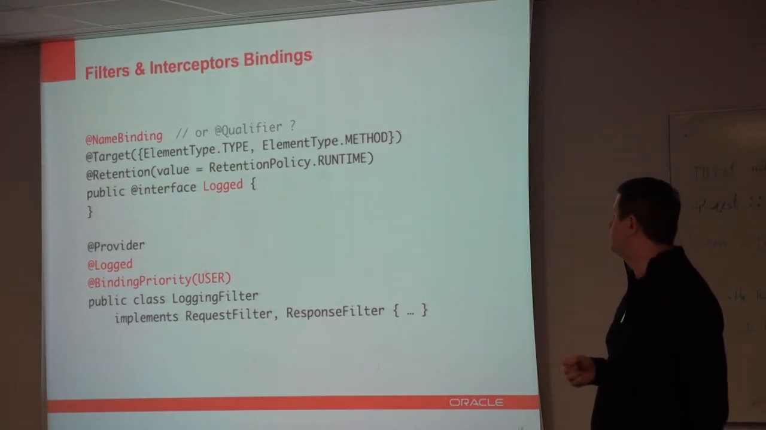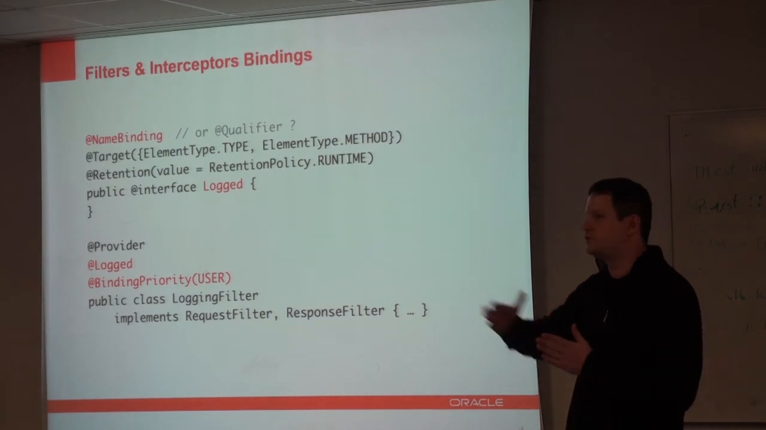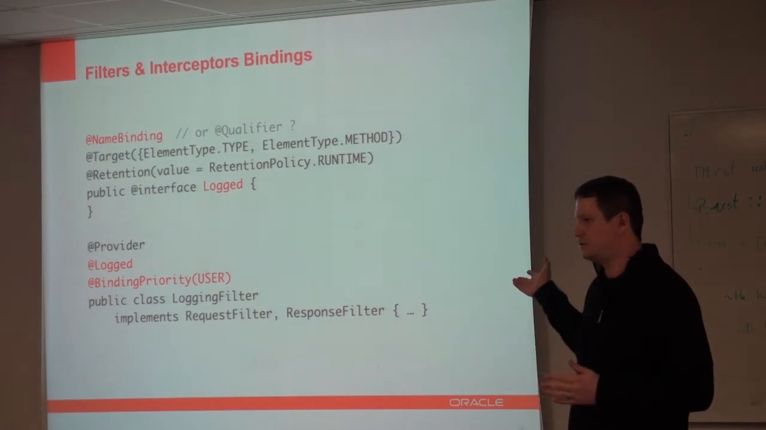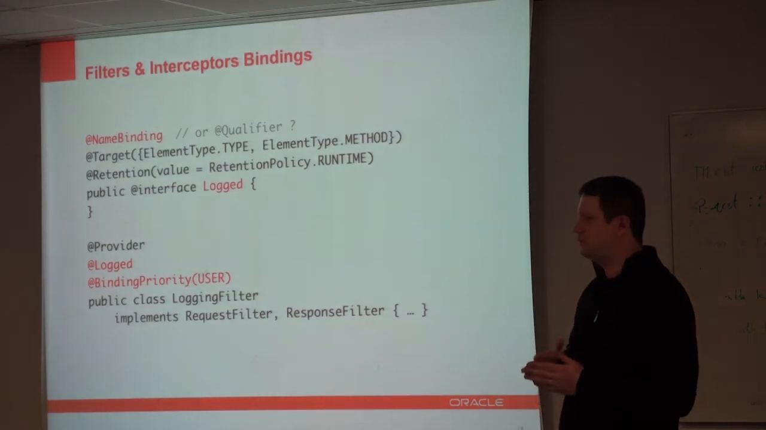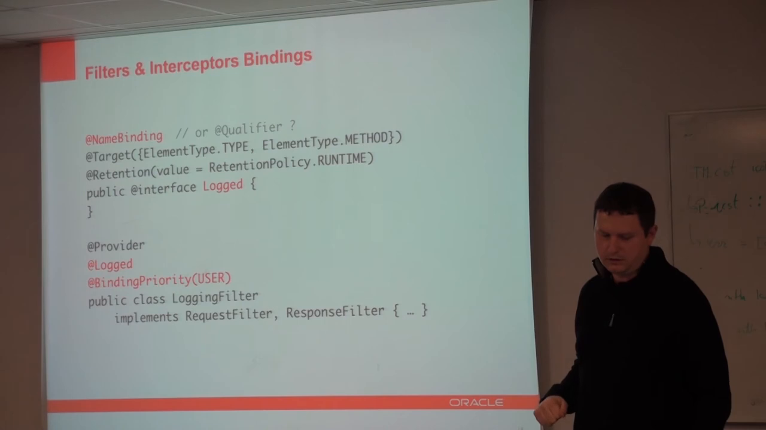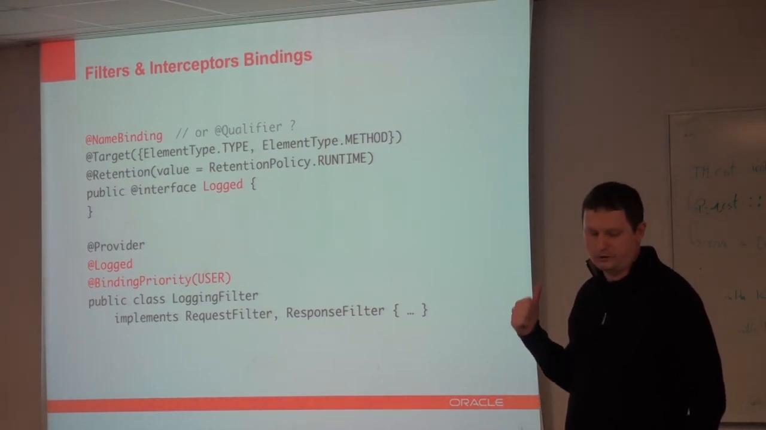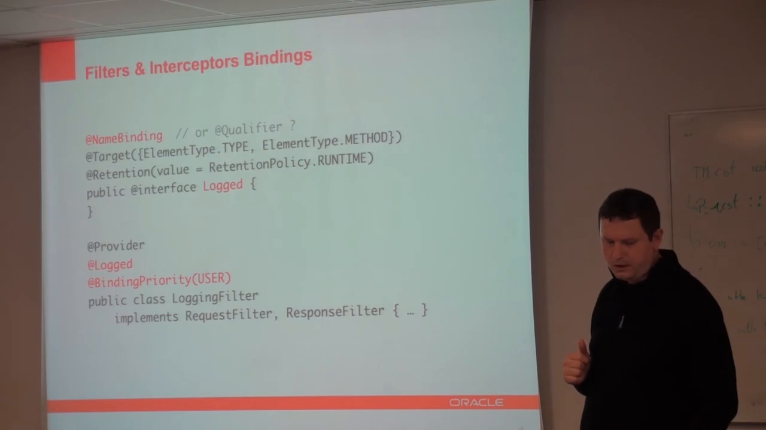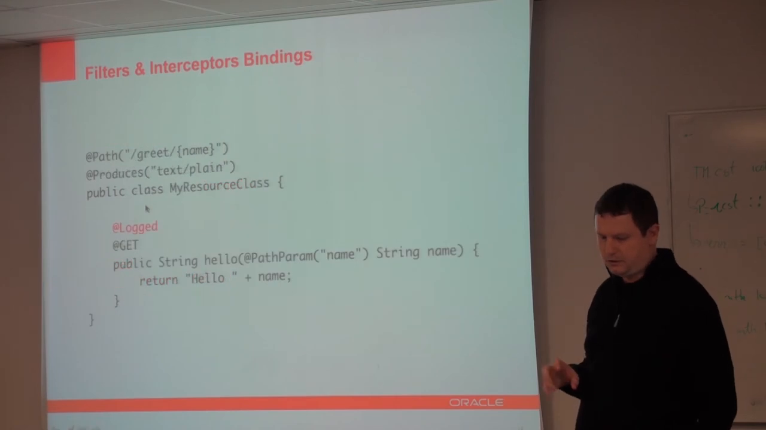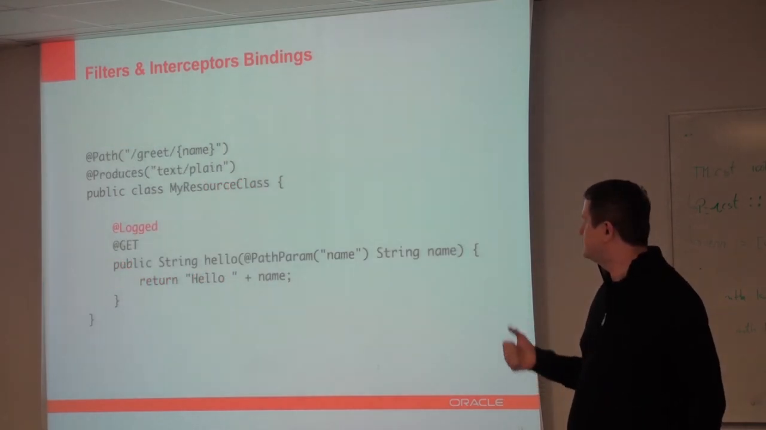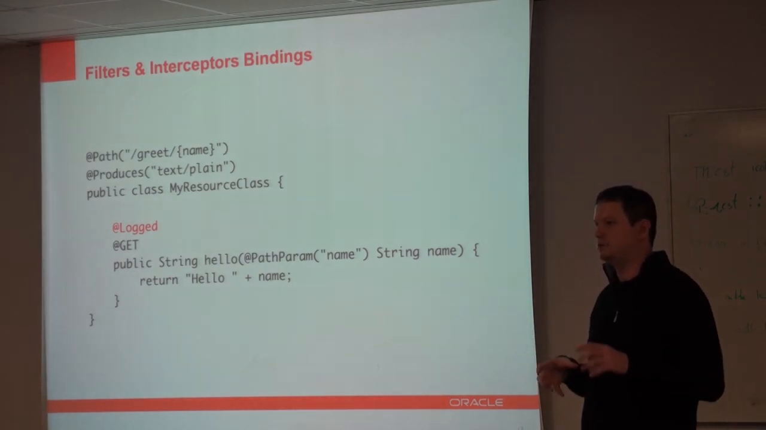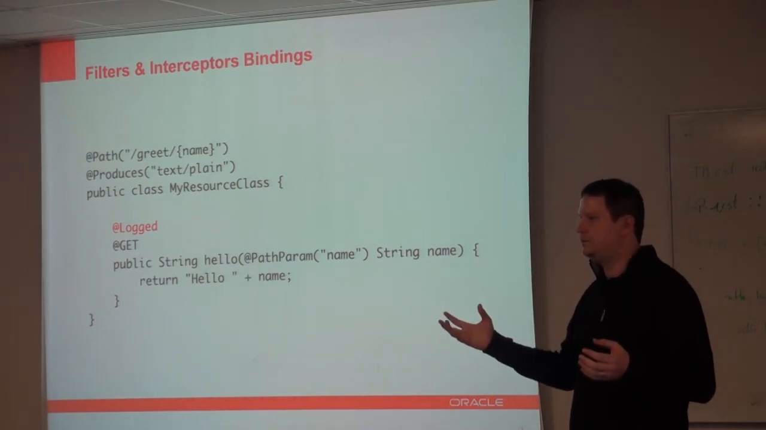So we also have priorities, which we use for ordering the filters in the filter chain, because the registration is, as you can see, dynamic and discovered. We don't have an absolute ordering in the filter chain. That's why we need some way to pass the priority of the filters. So once we have the filter named and the naming annotation defined, we can just use the annotation on either a method or a resource or whatever.